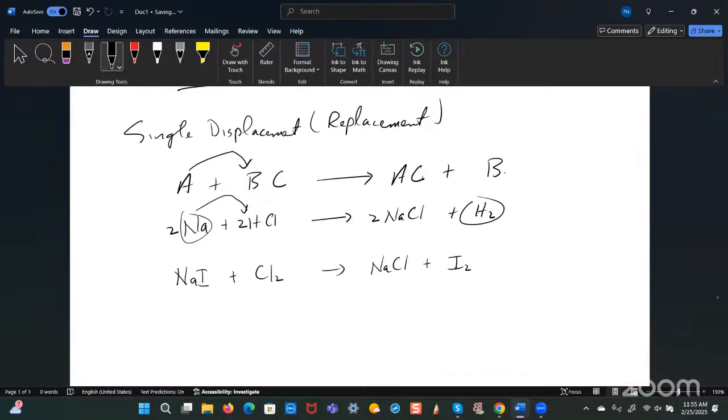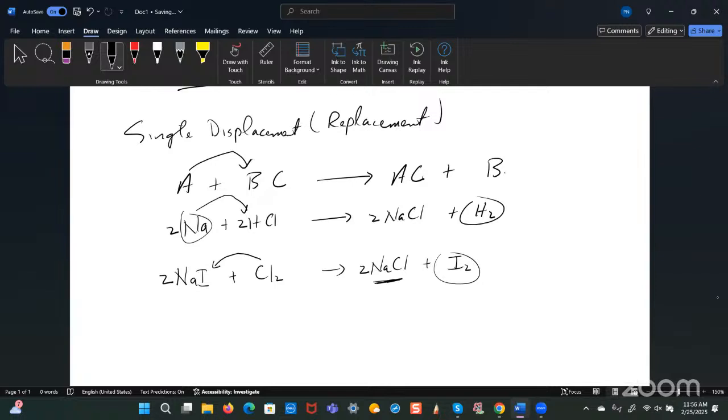And again, we have to balance this, so the two here, the two here. In this particular case, this is another example of a single displacement reaction because, as you can see here, the chlorine is displacing the iodine. So the chlorine or chloride ends up being combined with the sodium and the iodine is displaced, right? Those are just two examples of single displacement reactions.